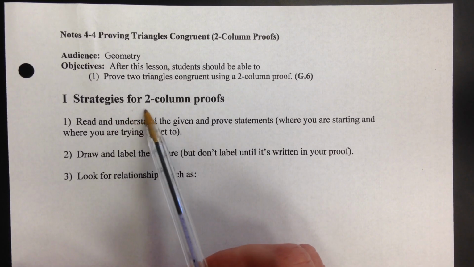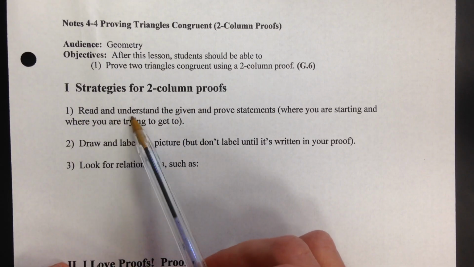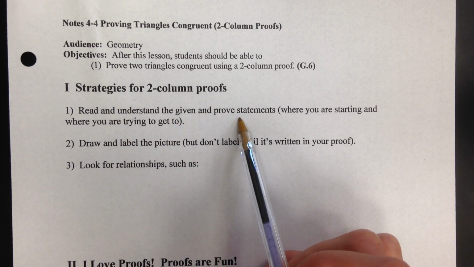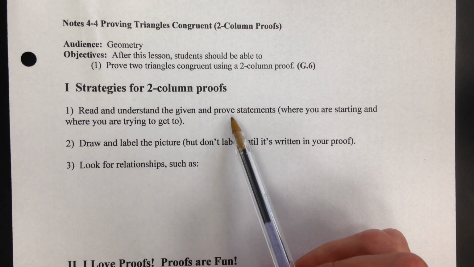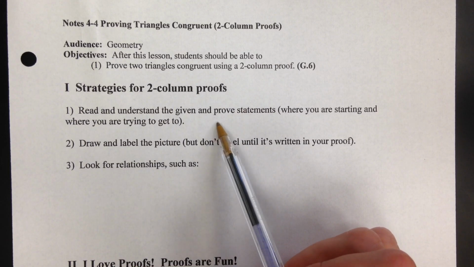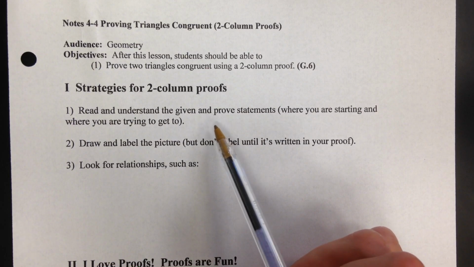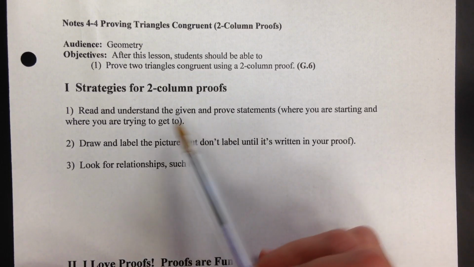So the strategies for doing two-column proofs. Step one is the most important, and that's to read and understand the given and the proved statements. Where are you starting? Where are you trying to get to? Again, if I'm traveling from point A to point B, I need to understand where I'm starting, and I need to know where I'm trying to go to so that I know when to stop when I get there.